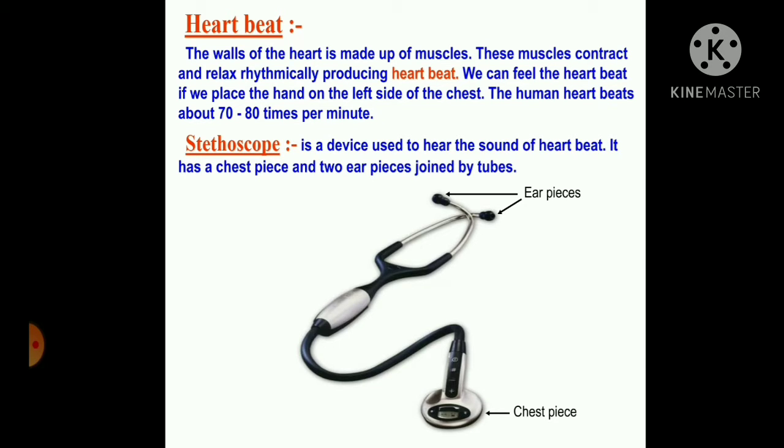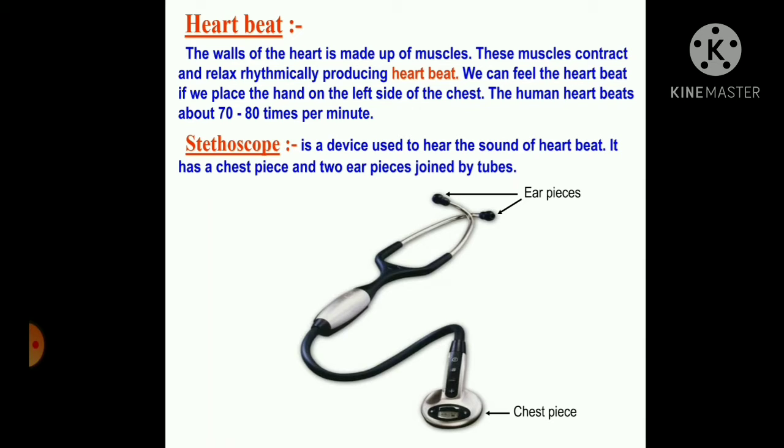Now let's learn what is heartbeat. The walls of the heart are made up of muscles. These muscles contract and relax rhythmically, producing heartbeat. We can feel the heartbeat if we place our hand on the left side of the chest. The human heart beats around 70 to 80 times per minute.